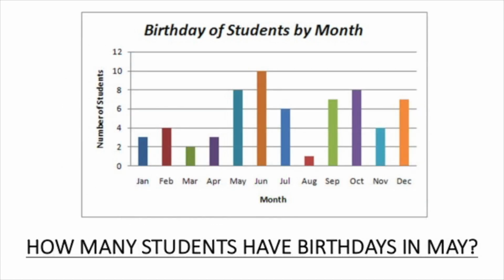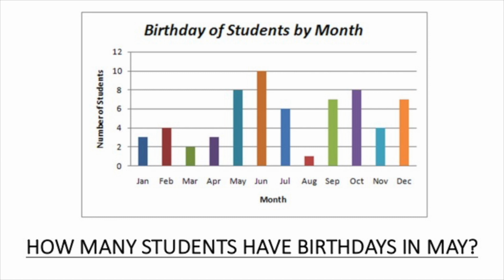So, let's have a little look. We've got a question. How many students have birthdays in May? So let's look together and find the answer. The horizontal axis is the months of the year. The vertical axis is the number of students. And beware, you see the students are going up in 2s, not 1s. So first of all, what month do we need to look for? May.